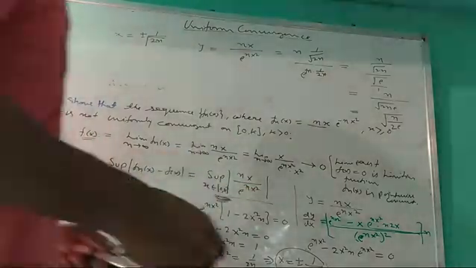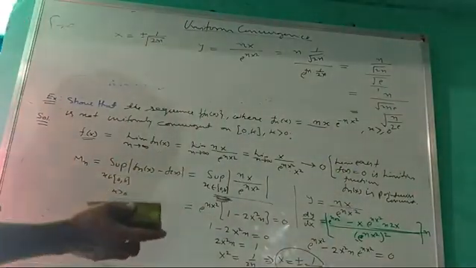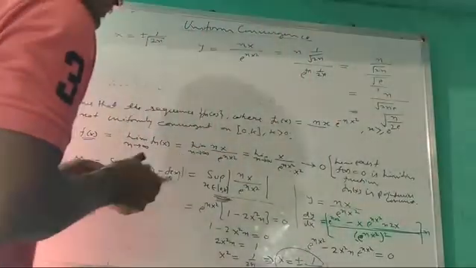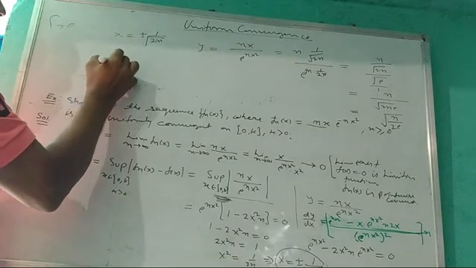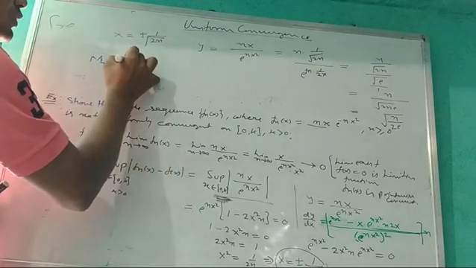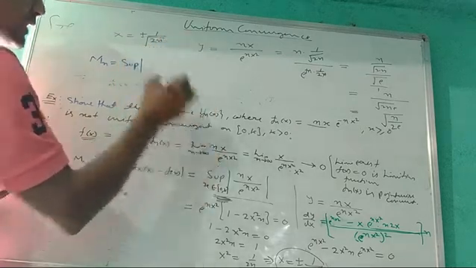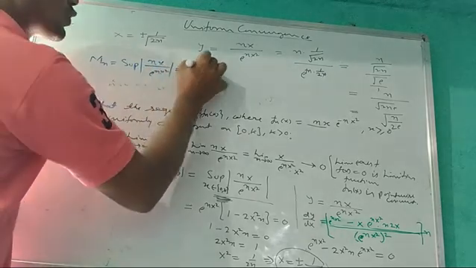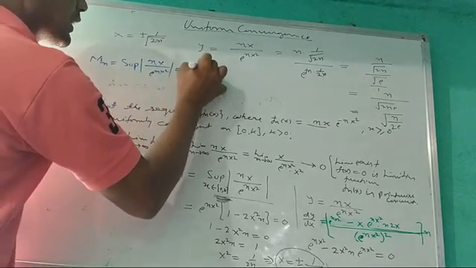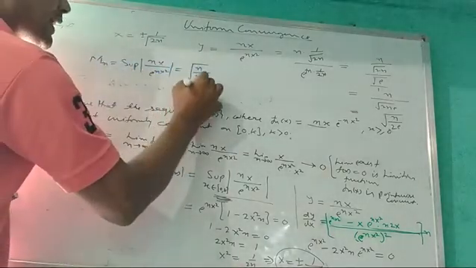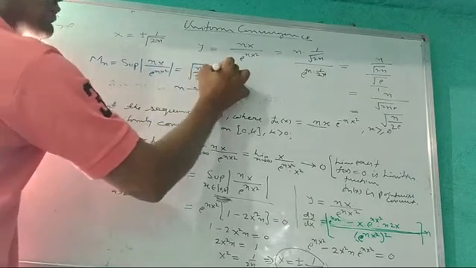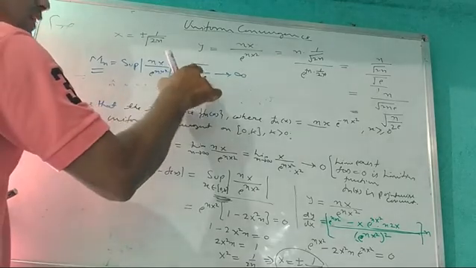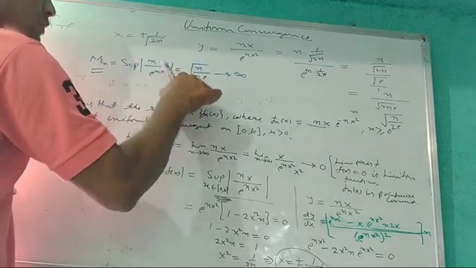It means Mn equals the supremum of this nx upon e to the power nx square, which equals root n upon 2e. Okay, when n tends to infinity, then Mn tends to infinity.